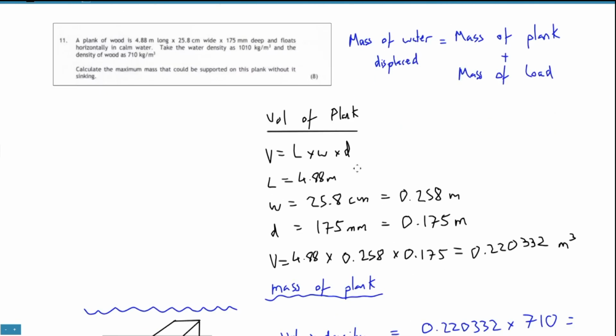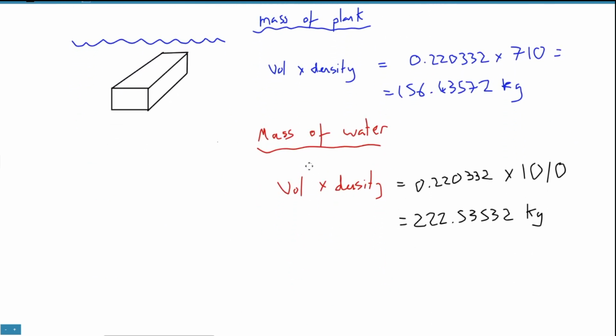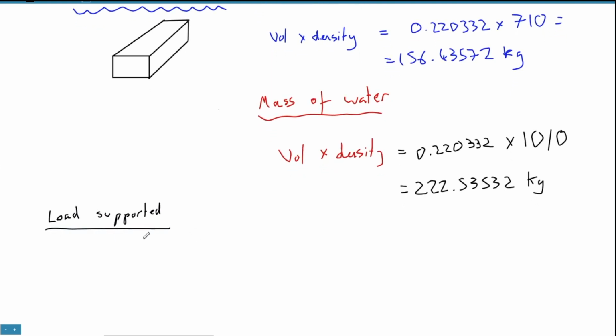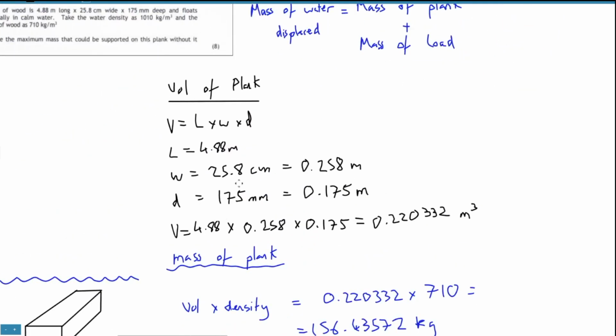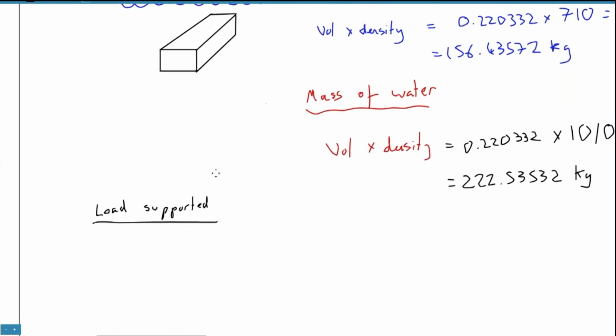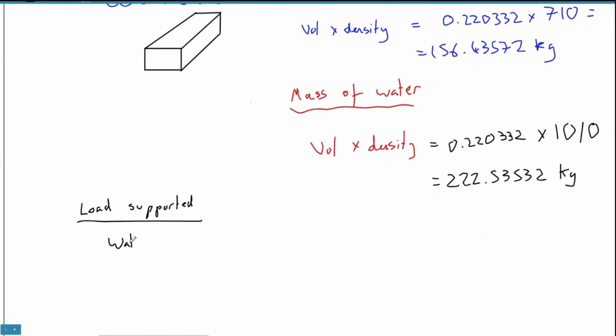So we're going to load the plank up with some kilograms. All right, so the load supported is going to be the mass of the water. This is the first thing we wrote way up here. The mass of the water displaced is equal to the mass of the plank plus the load. So we're going to use exactly that. The mass of the water is equal to the plank plus the load.